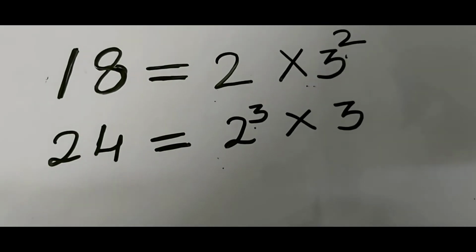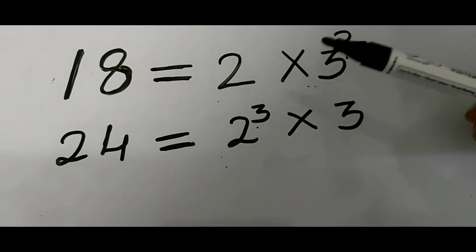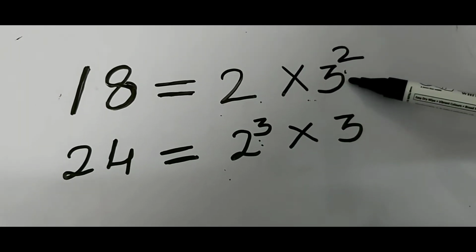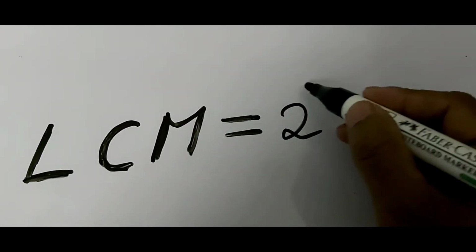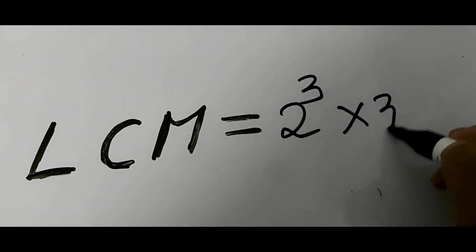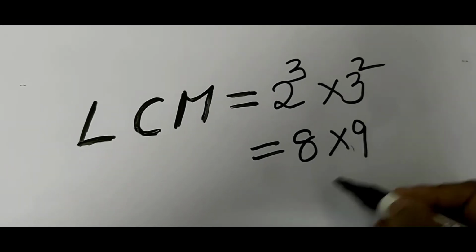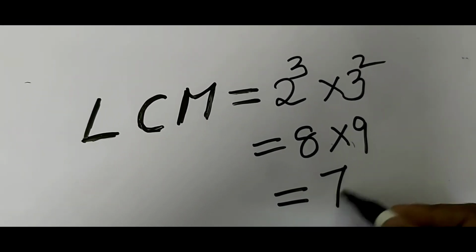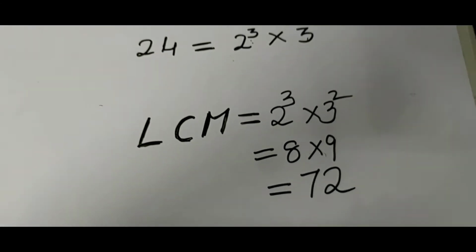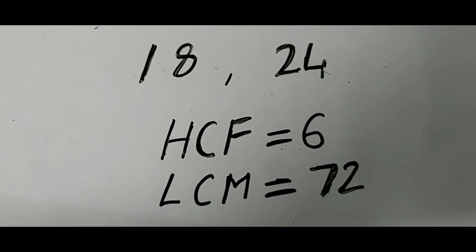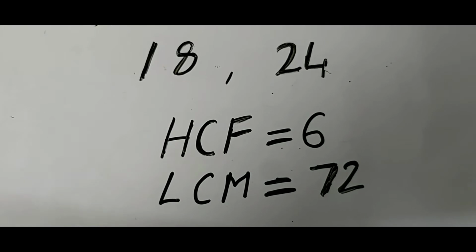To get LCM, we need to select bigger values. The bigger among these two is 2 cube and 3 square is bigger among these two. So LCM is equal to 2 cube into 3 square, which is nothing but 8 into 9. So LCM is 72. So LCM and HCF of 18 and 24 are 72 and 6 respectively.